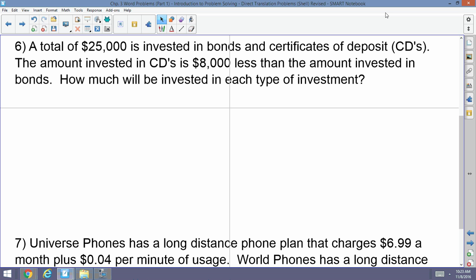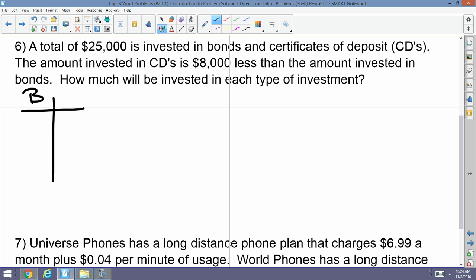A total of $25,000 is invested in bonds and certificates of deposit. Those are called CDs. The amount invested in CDs is $8,000 less than the amount invested in bonds. How much will be invested in each type of investment? Please don't try to be a hero. There are two different things they're talking about. We've got bonds, which I'm going to call B, and we've got CDs, which I'll call CDs.